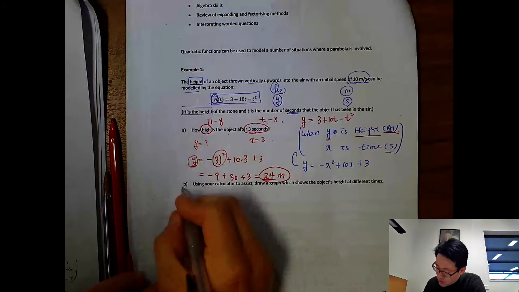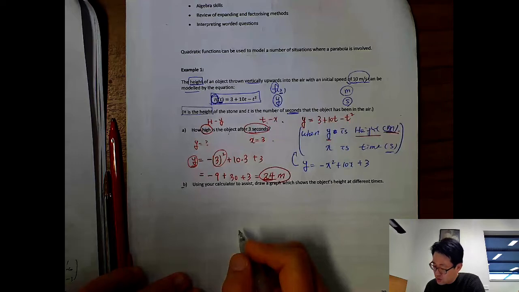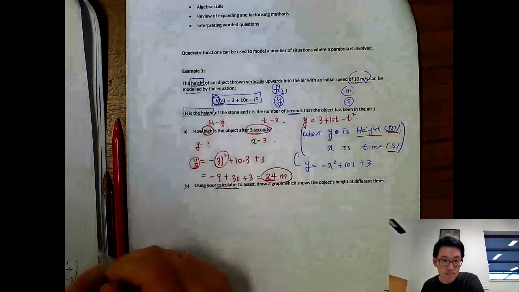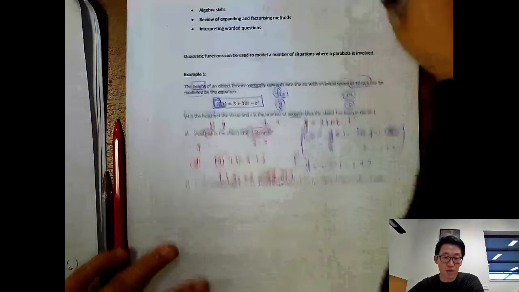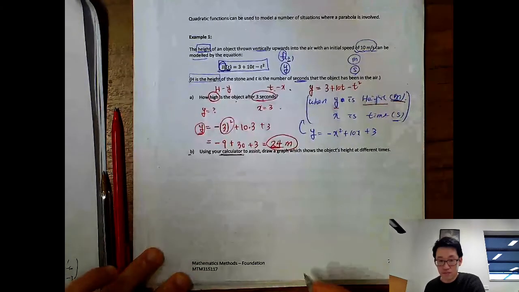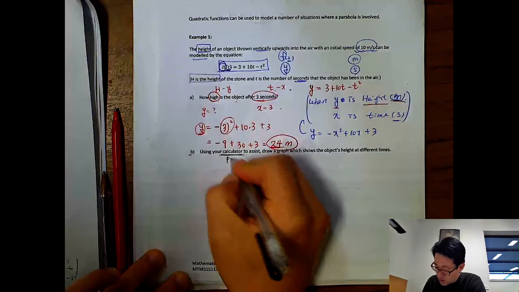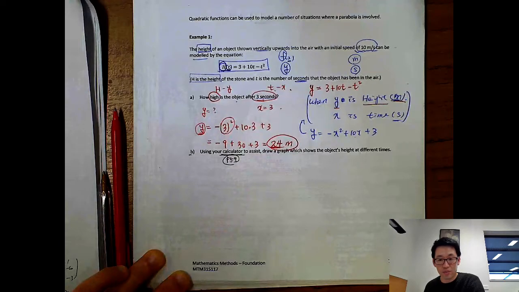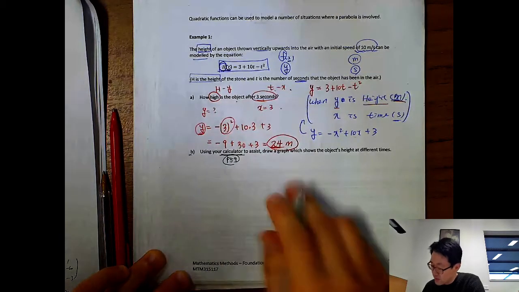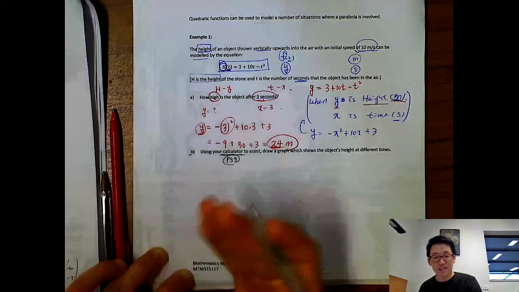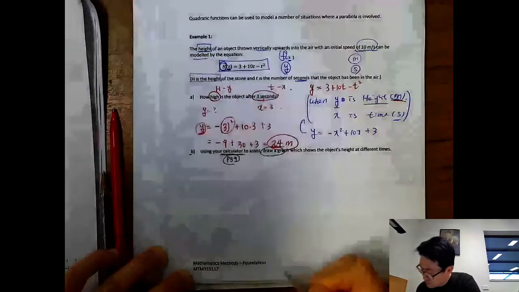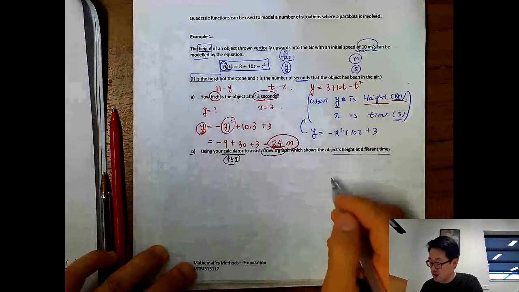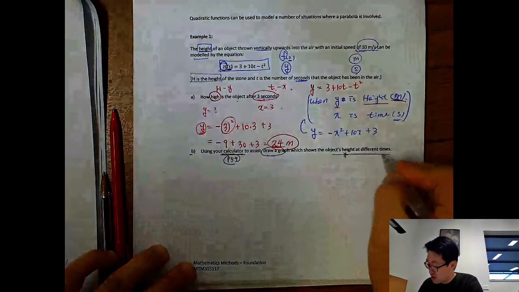And the second question: using your calculator to assist, draw a graph. Okay, you can use a calculator. I'll just do it without a calculator here, but you can use a calculator, which is on page 59. Go and double check how to use the calculator. Draw a graph. Basically they ask you to draw a graph which shows the object's height at different times. Oh, we're dealing with that at the moment, isn't it? So that was y, that is x.